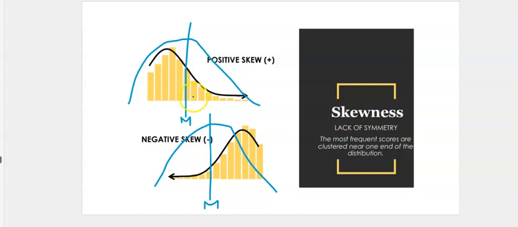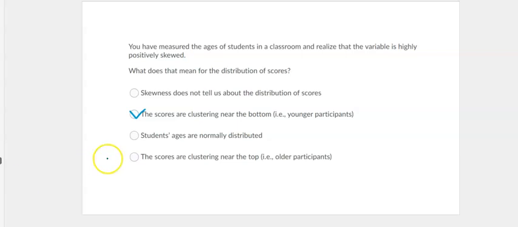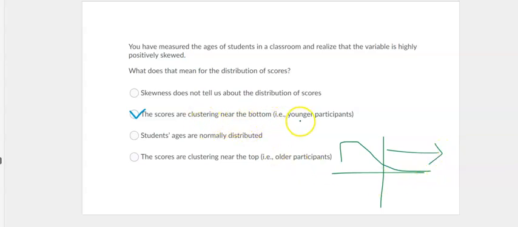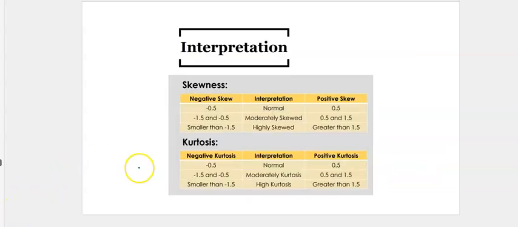And the skewness, as I told you: when the graph is on the left side, you can say it is positively skewed. When the graph is on the right side, you can say it is negatively skewed. So let's see. You have measured the age of the students in the classroom and realized that the variable is highly positively skewed. That means your graph is very much on the left side. So that is positively skewed. The scores are clustering near the bottom, meaning they are young students. So you can interpret your skewness.